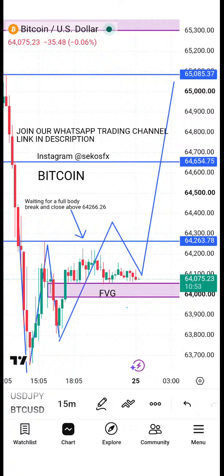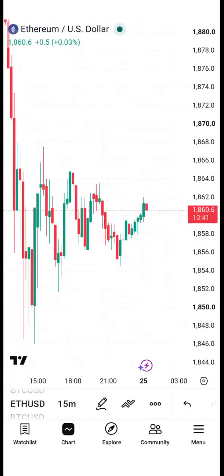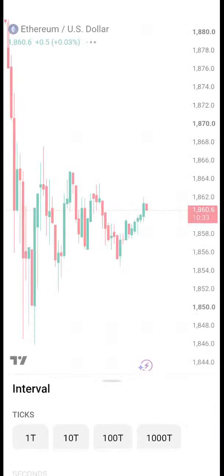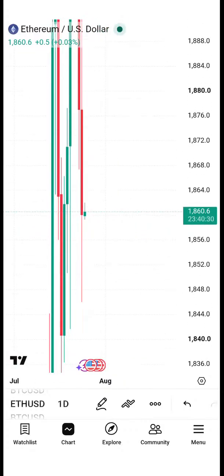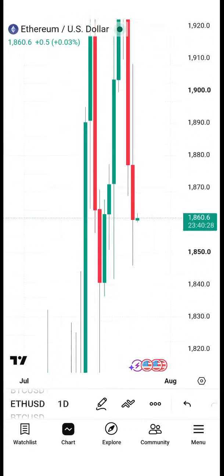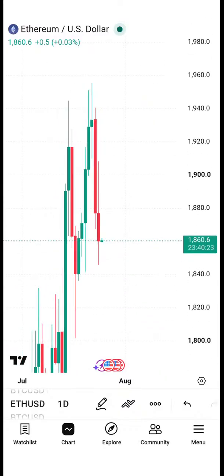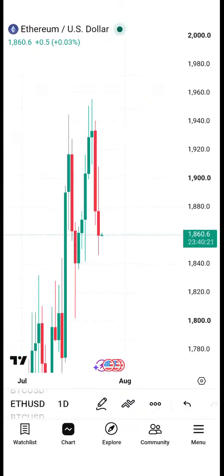ETH 1879 sell. I was about to analyze ETH, Ethereum, but I got distracted by Veld saying we should buy. Let me just analyze quickly. I don't have any setup, so I'm going to break it down very fast and see what we get.